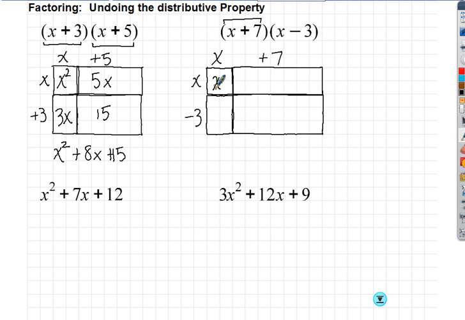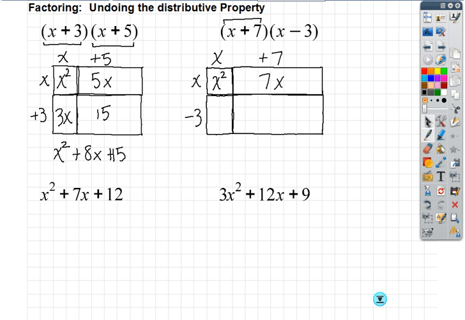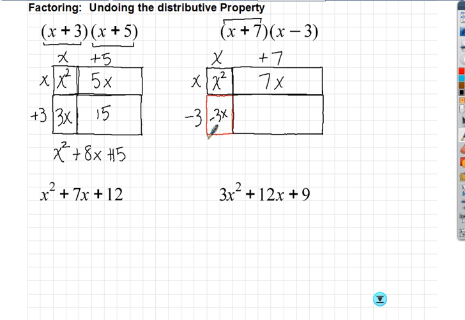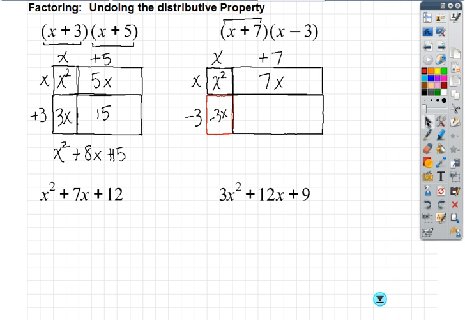So this piece is x squared, and this piece has dimensions x times 7, so that would be 7x. Now this piece is going to give us a negative answer, so why don't we just make this little piece right here red to show that it's negative. And we get an area here of negative 3x, because we're doing negative 3 times x. And now this piece is also going to be negative, because I have a negative 3 times a positive 7. So this piece will also be red. And we get an area here of negative 21.